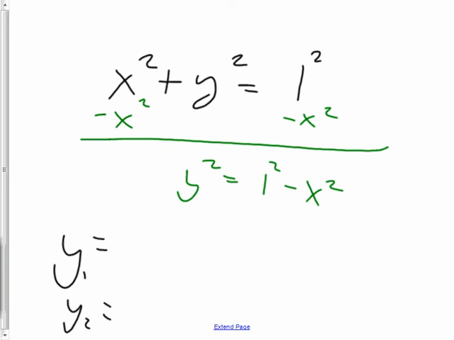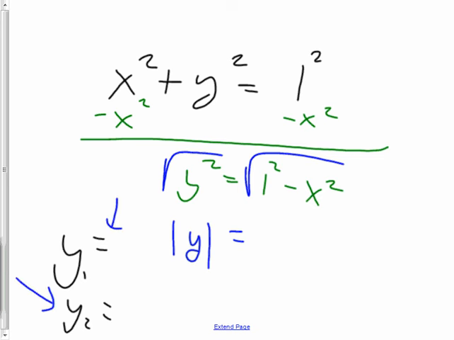And then, this is the catch that a lot of people aren't going to make. You go square root, and then this is the absolute value of y. And then there are two equations, and that's why we need two equations to make a circle. One equation makes the top of the circle, the other equation makes the bottom of the circle.